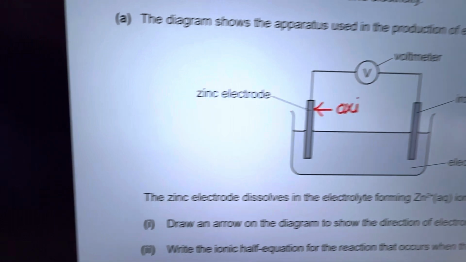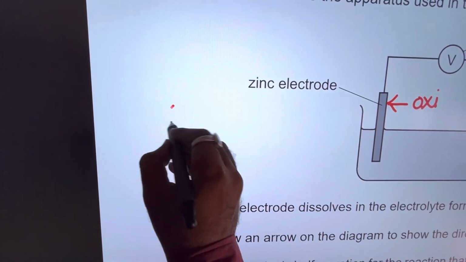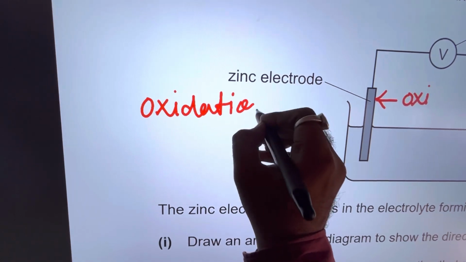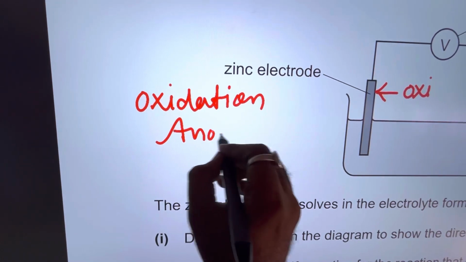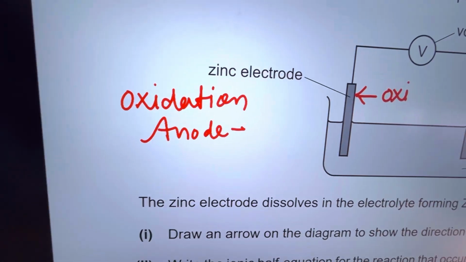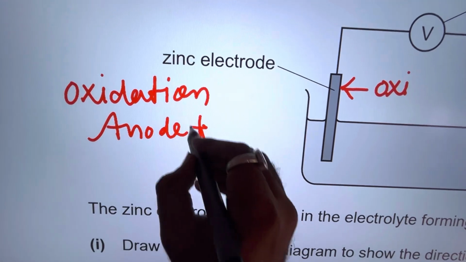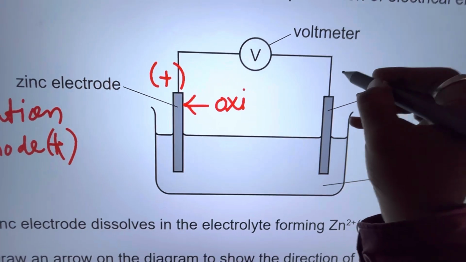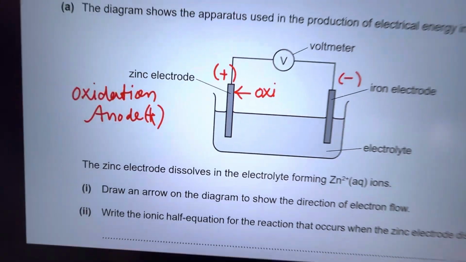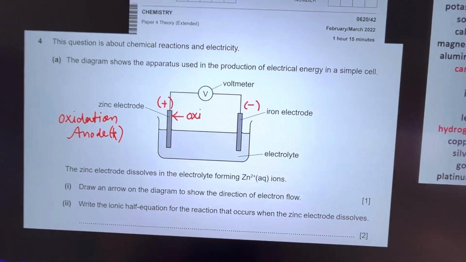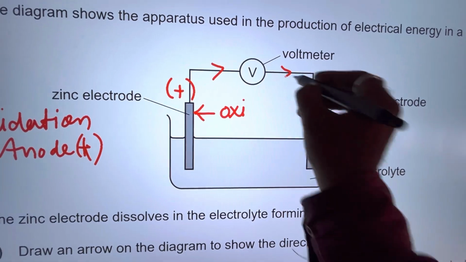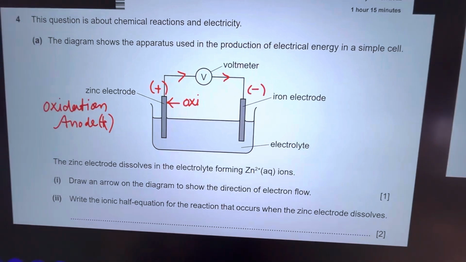Oxidation always takes place at the anode. This is fixed. The anode is the electrode that is negative in a cell. So draw an arrow on the diagram: here you have to show the arrow, because electrons are lost at the anode.